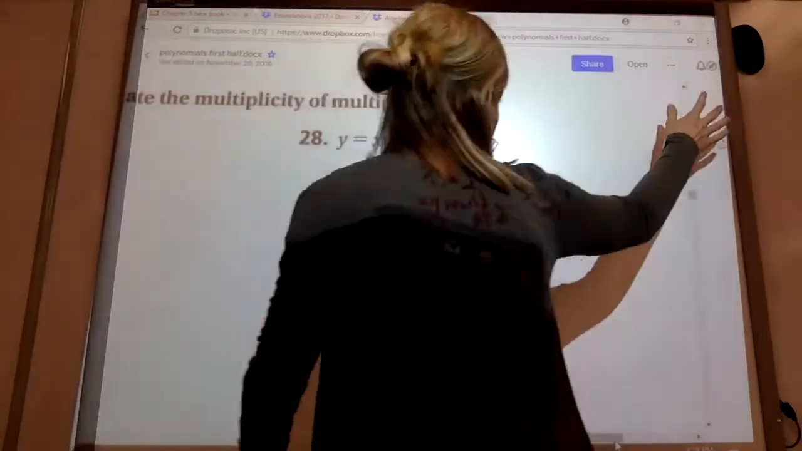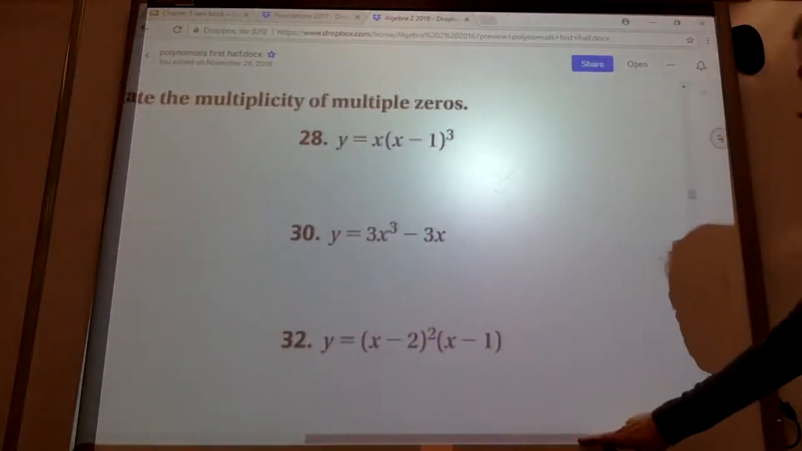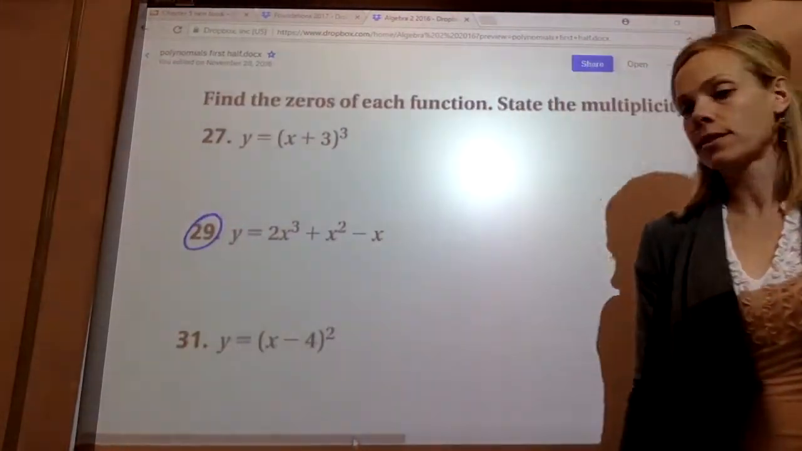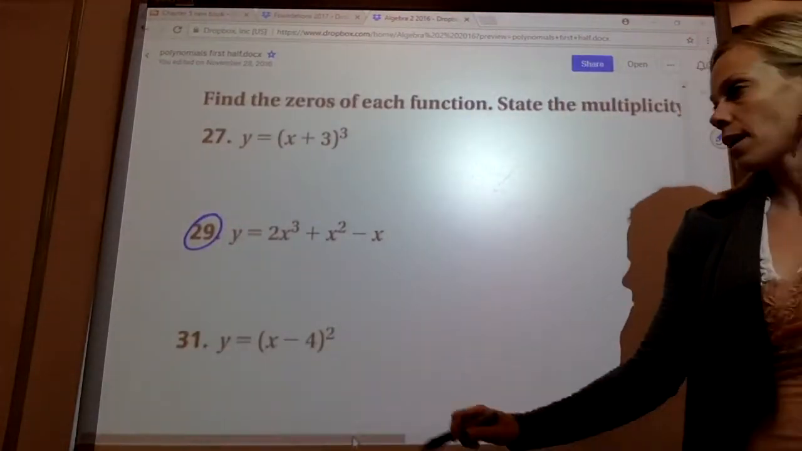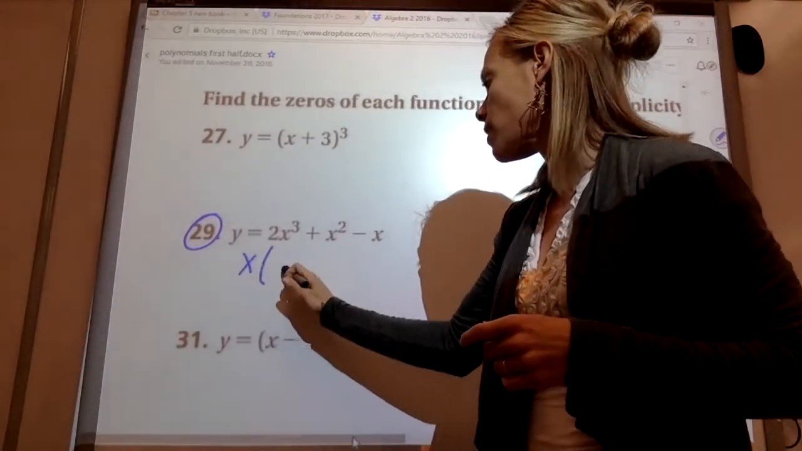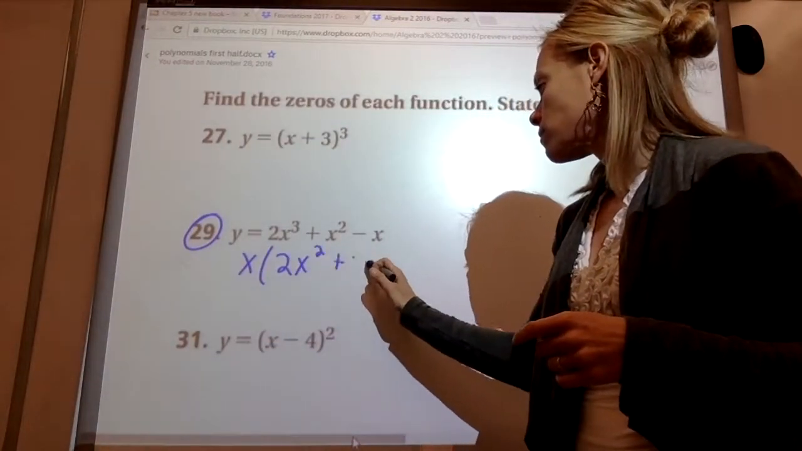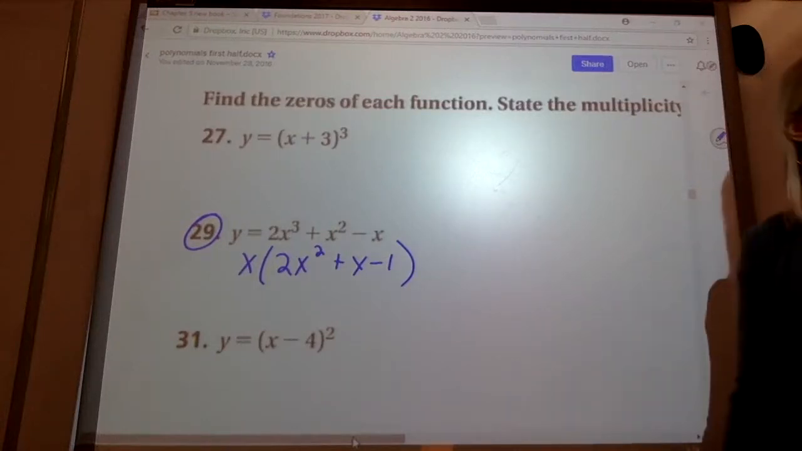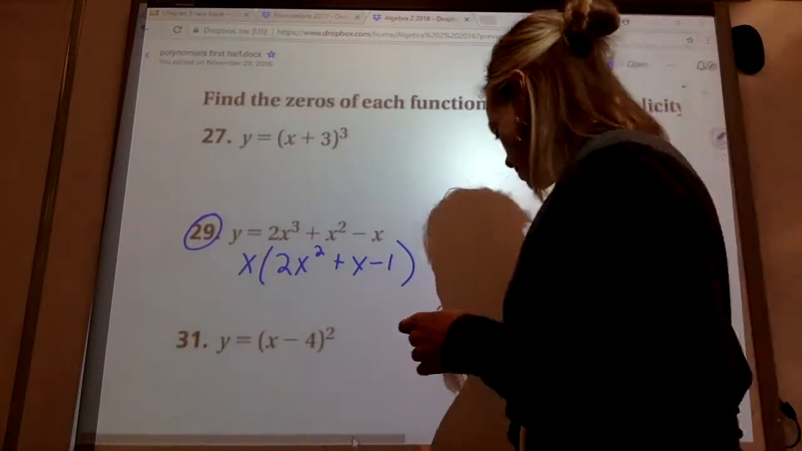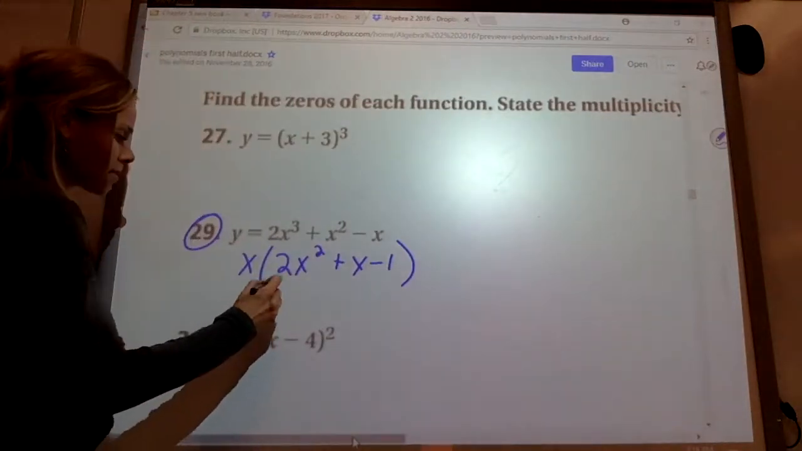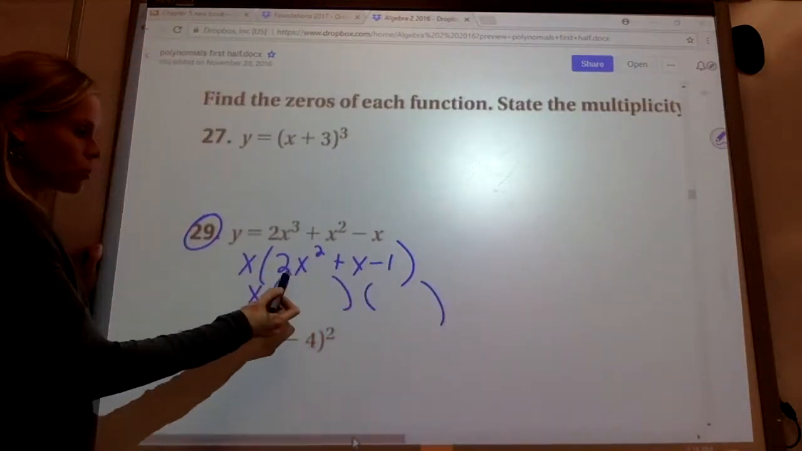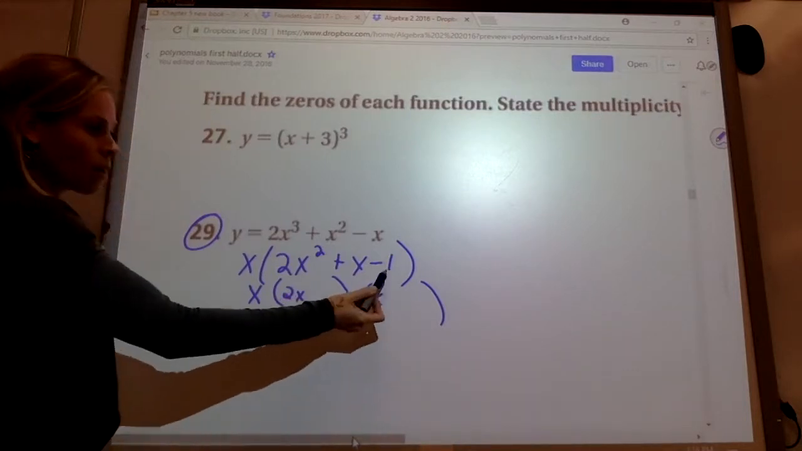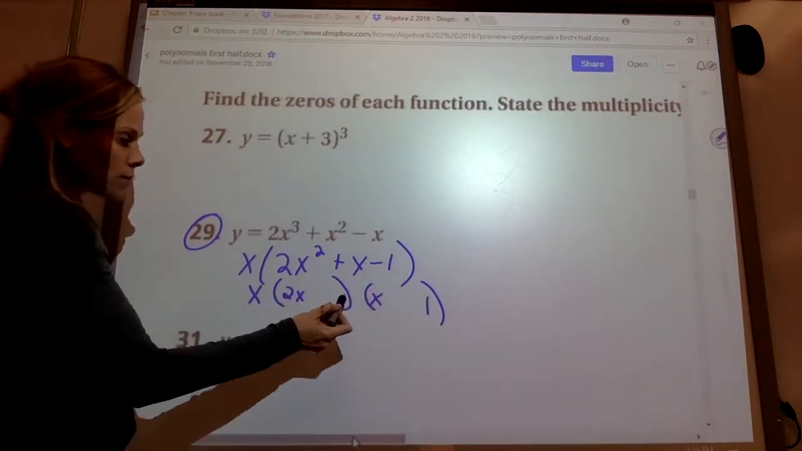Let's try another one. 29. What can I factor out of every single term? An x. Very good. So factor out an x. Right? I still have a quadratic. I need to factor that. That's why we practice some factoring. 2x squared. 2 can only be 2 and 1. -1 can only be 1 and 1.